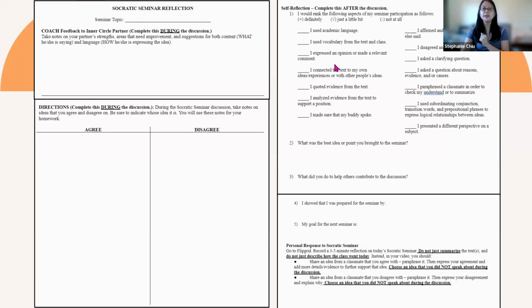And in terms of everything that you see here, these are basically different discussion strategies. At the beginning, the list will be very short. And as the year goes on and the students get more and more practice with Socratic seminar, I will add more and more discussion strategies to this list here. And then finally, the prompt for the reflection.